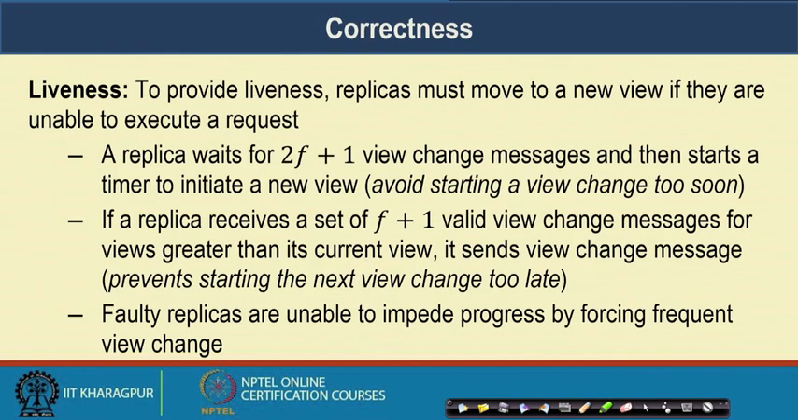So, view changes are initiated for two different conditions: either a timeout occurs, so you need a plus 1 different timeouts to occur, or you receive a plus 1 number of different view change messages, and once you receive them, you also initiate a view change operation. This way the faulty replicas are unable to impede the progress by forcing frequent view changes. So, even if you have a faulty replica in the system, you cannot have very frequent view changes in the system.